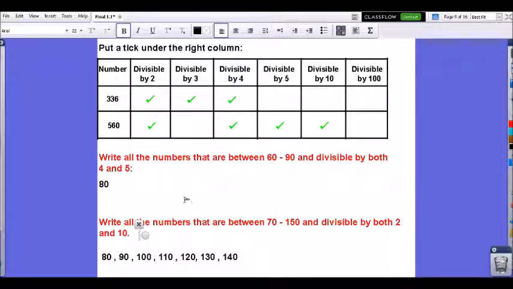That's why we always choose to go for the multiples of the number that is bigger. Here we went for the multiples of 5 between 60 and 90, and we checked whether they are divisible by 4 or not. And here we went for the multiples of 10 between 70 and 150, and we checked whether they are divisible by 2 or not.